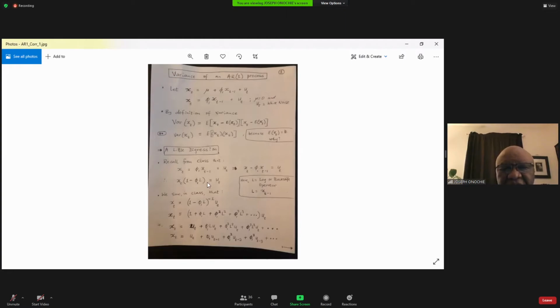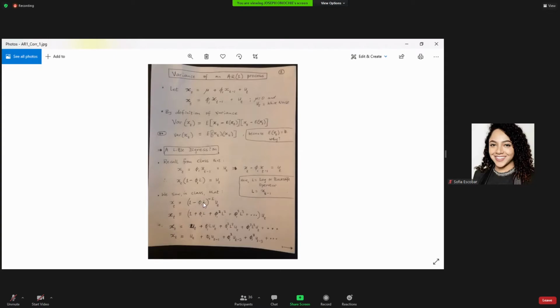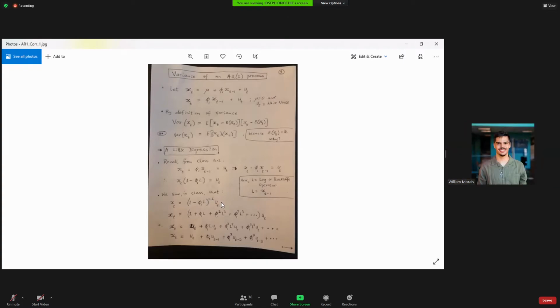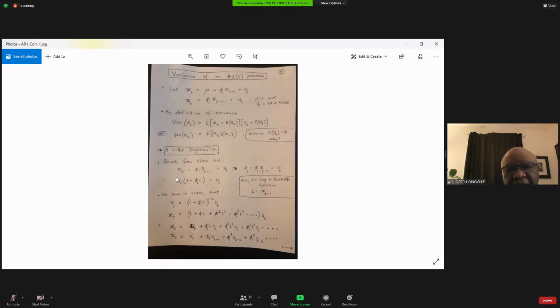Now, from this equation up here, if I want to leave only x of t on the left-hand side, then this equation will read x of t equals u divided by 1 minus phi 1 L. You got that? But u divided by 1 minus phi 1 L is the same thing as (1 minus phi 1 L) to the power negative 1 times u of t. You agree with me, this is from calculus? Okay, excellent. So what I just did from this equation is put x of t on the left-hand side and move this to the right-hand side. So I divide here, and that's the same thing here.